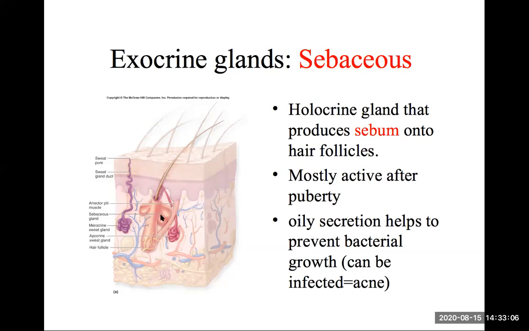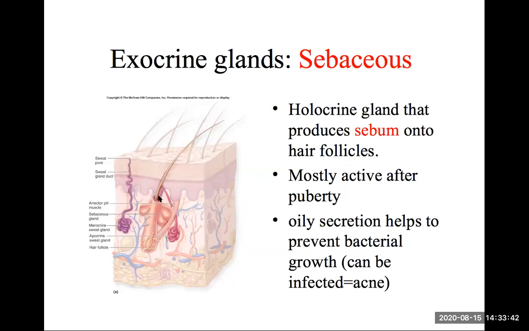Well, see, it looks kind of like a cluster of grapes attached to the outside of the shaft of the hair. Okay, so the sebum is going to leave the sebaceous glands and then pass through the same opening as the hair. Sebaceous glands are particularly active around and following puberty. The oil, the sebum that's produced, ironically, actually helps to prevent bacterial growth.